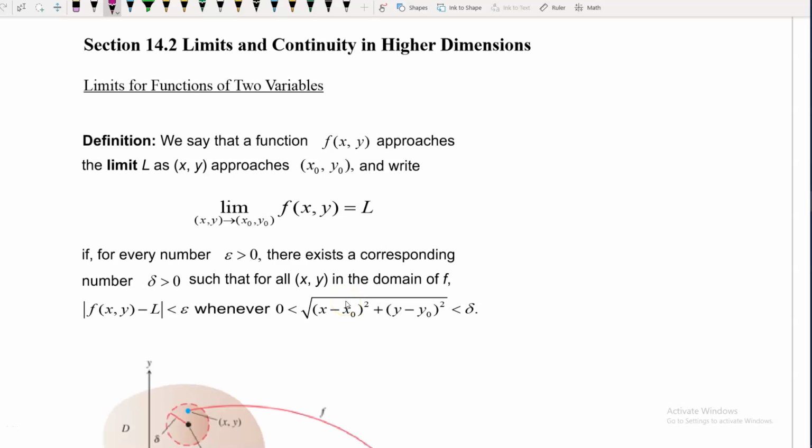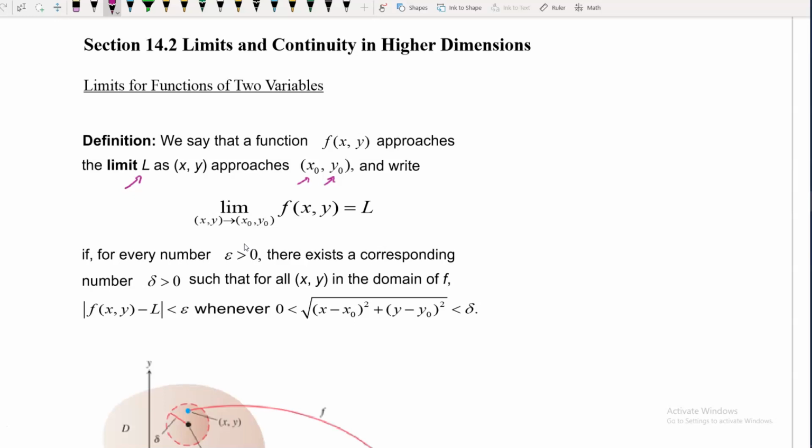Hello everyone, in this section we have limit and continuity in higher dimensions. Definition: we say that function f of x, y approaches limit L as (x, y) approaches (x naught, y naught), and we write limit as (x, y) approaches (x naught, y naught) of this function f of x, y is equal to L.